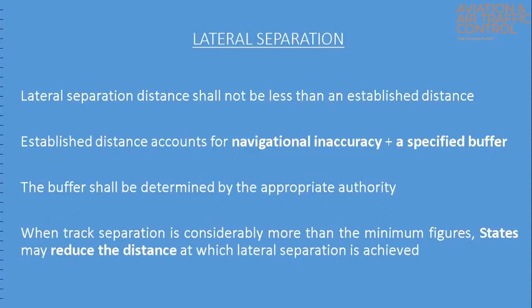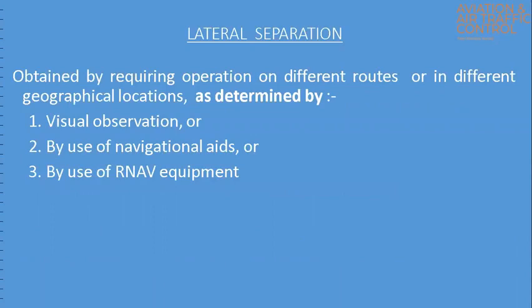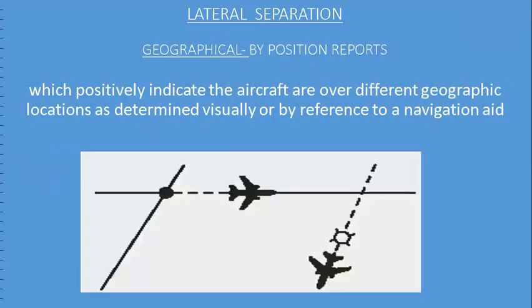The buffer shall be determined by the appropriate authority. When track separation is considerably more than the minimum figures, the state may reduce the distance at which lateral separation is achieved. Now we will see what actual lateral separations are. Lateral separation is obtained by requiring operations on different routes or in different locations. This we have already discussed, and it is determined by visual observation or by use of navigation aids or by use of navigation equipment, RNAV area equipment.